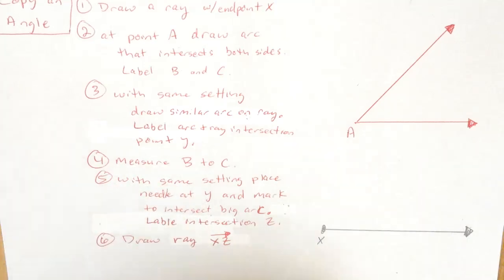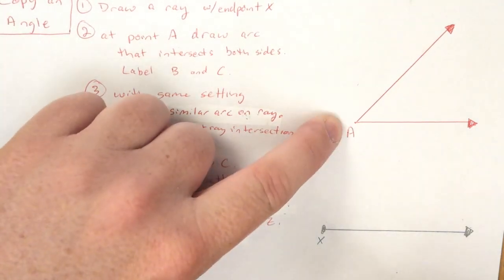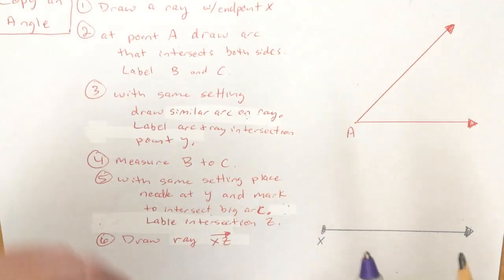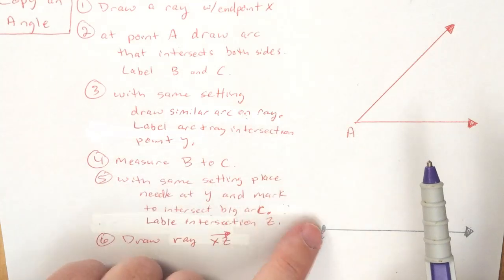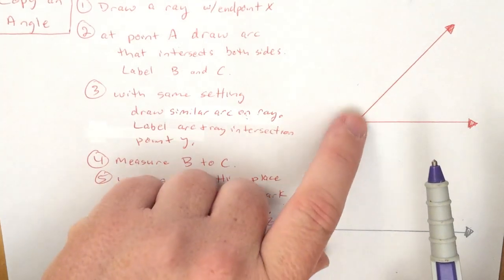Okay, step two, at point A. From our original, we're going to put the needle at the part we already have. We have X right here, so that's the same thing as A.